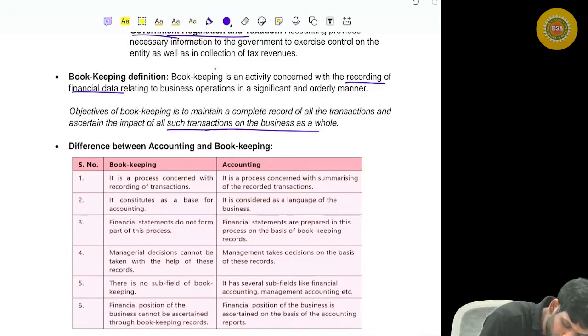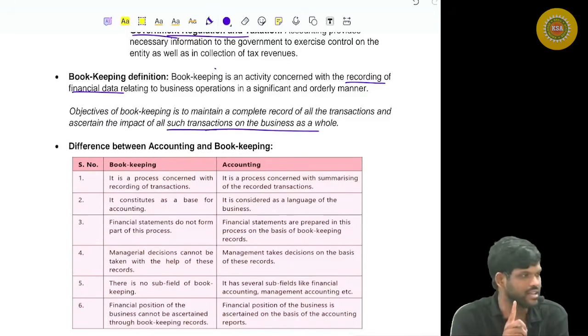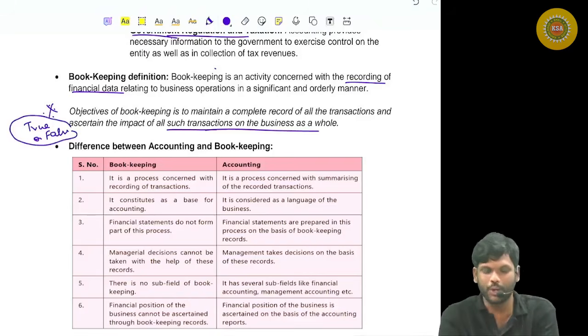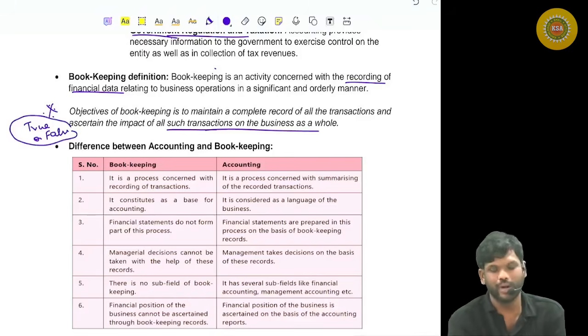Please ensure you go through this italics one. Why? There is a reason why I converted it into italics, because this was asked once in a true or false question in the past by ICAI. That's why I've converted it into italics, so that you will go through it once.